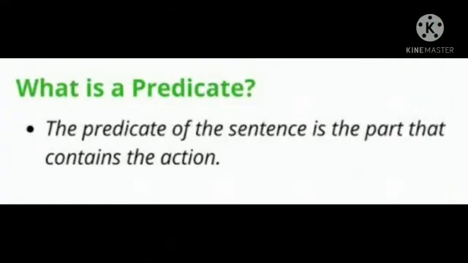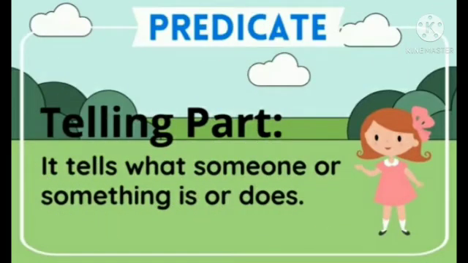What is a predicate? So dear children, the predicate of the sentence is the part that contains the action, which contains the verb. So here the predicate of the sentence is the part which contains the verb, which contains the action, as you can see on the next slide. Predicate is the telling part. You might say it tells what someone or something is or does.